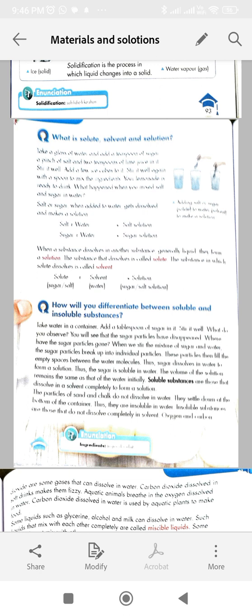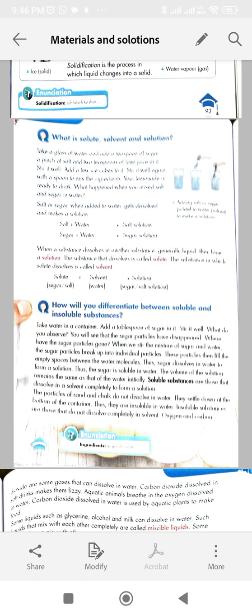Salt or sugar, when added to water, gets dissolved and makes a solution. Salt plus water equals salt solution. Sugar plus water equals sugar solution. When a substance dissolves in another substance, generally a liquid, they form a solution. The substance that dissolves is called solute. The substance in which solute dissolves is called solvent. Solute: sugar or salt. Solvent: water. Equals solution: sugar or salt solution.